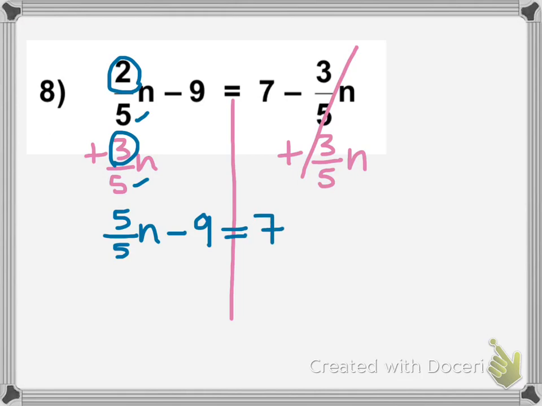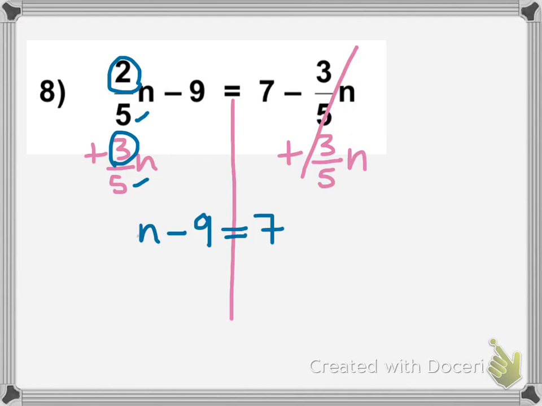Now, 5/5 is the same as 1. So technically this is 1 n. And remember, I don't even need to put the 1. So what I really have is just n. This is a very simple one-step equation now that I have left.